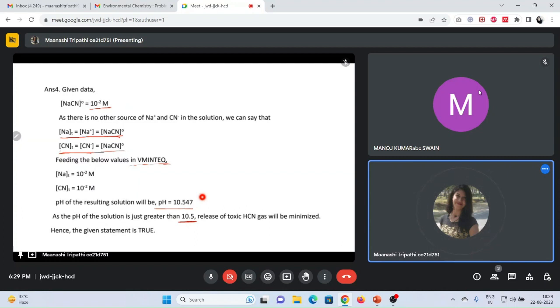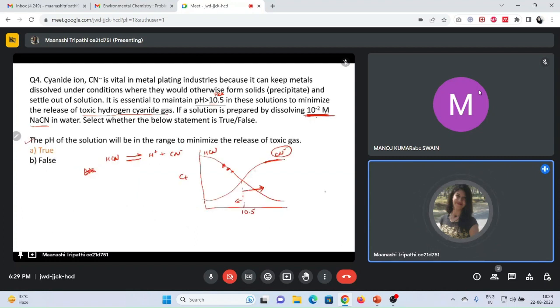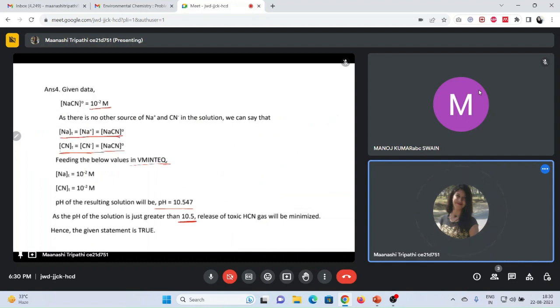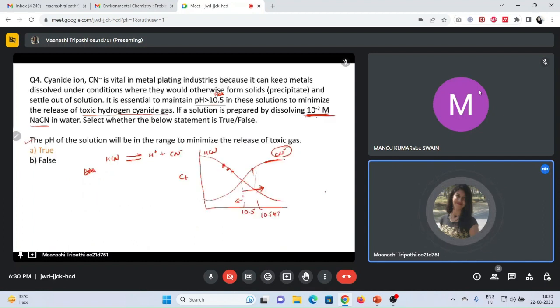Therefore, with pH 10.547, cyanide ion is more as compared to HCN, hydrogen cyanide gas. Therefore, the harm will be minimized. It's not like there won't be any harm, because we see there is some gas also, but most of the part will be cyanide ion.